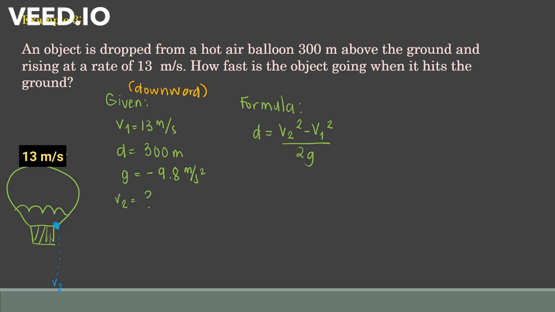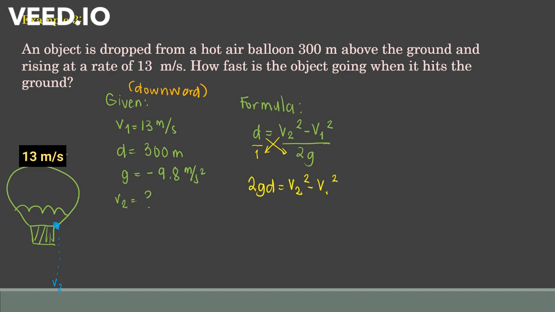To do that, we will transform the equation into linear form. d here is understood to have an invisible denominator of 1, so we are going to cross multiply. When we cross multiply, you have d and 2g, so it becomes 2gd equals v sub 2 squared minus v sub 1 squared. We need v sub 2 squared, so we have to isolate v sub 2 squared. We have to remove the minus v sub 1 squared.